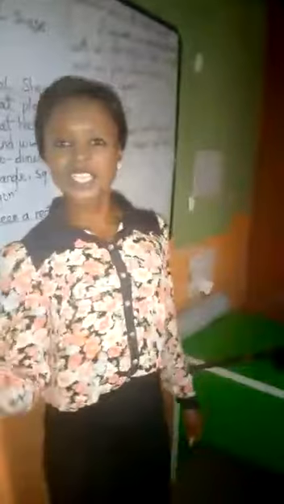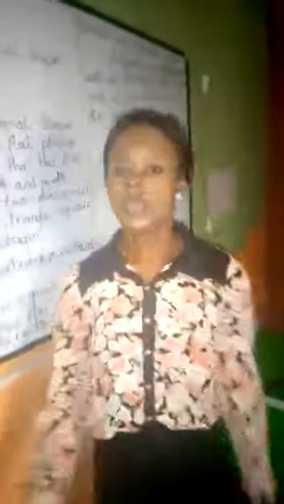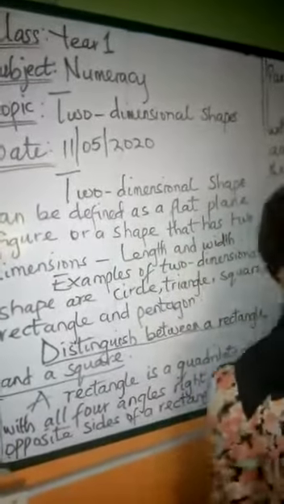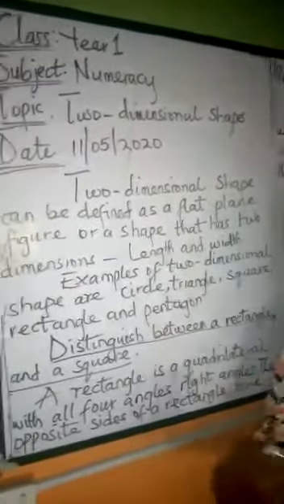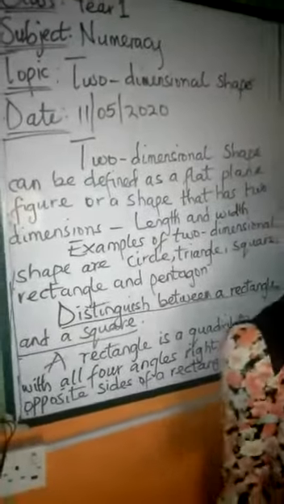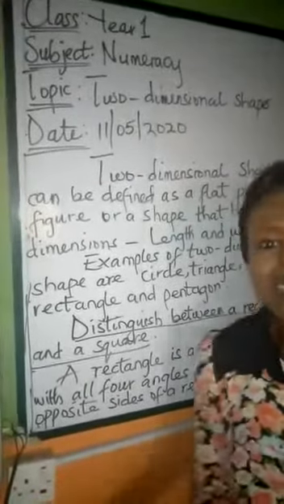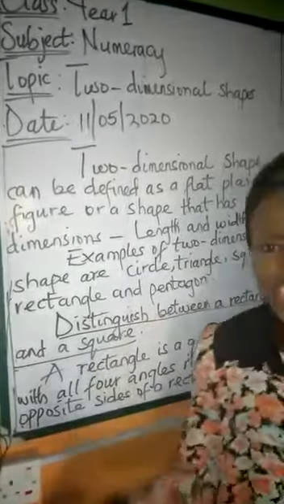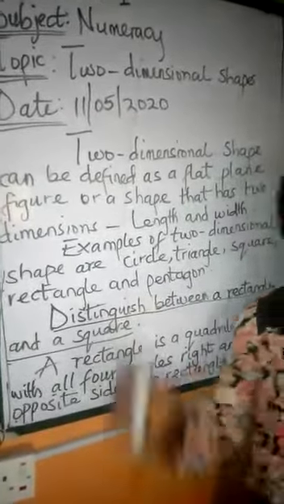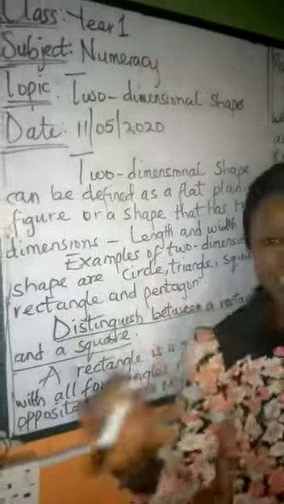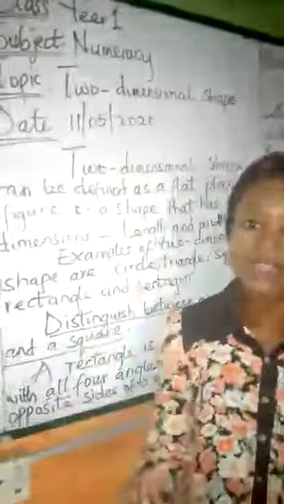Today, I'm going to take you into the subject: Numeracy. Year 1 numeracy. And the topic is two-dimensional shapes. What are two-dimensional shapes? Two-dimensional shapes are flat plane shapes or figures that have two dimensions. And these two dimensions are length and width. I repeat, the two dimensions are length and width.